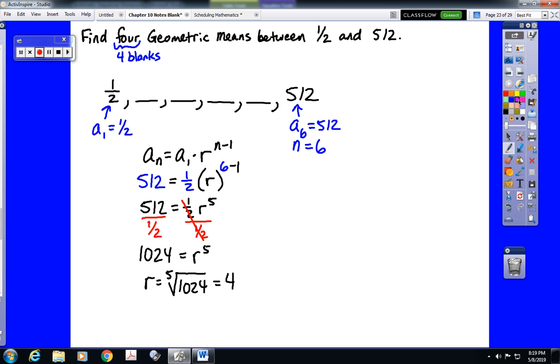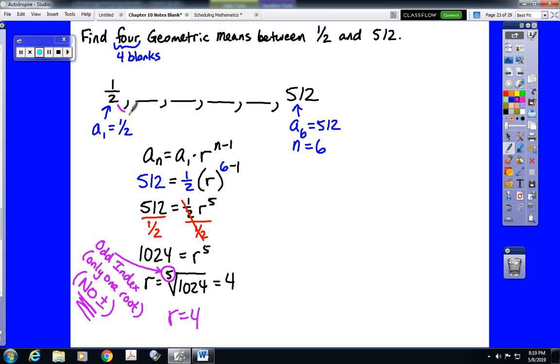Now again, we have to be careful. We have to use our brain because our calculator doesn't know this. Okay? That is an odd index, which means there's only one root. There is no plus or minus. So we only have one check here. We have r equals 4.